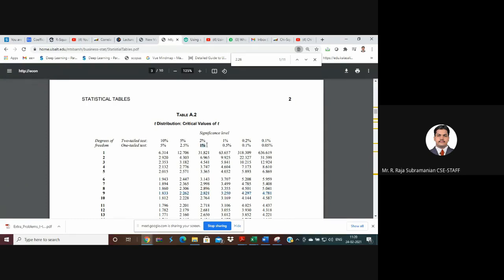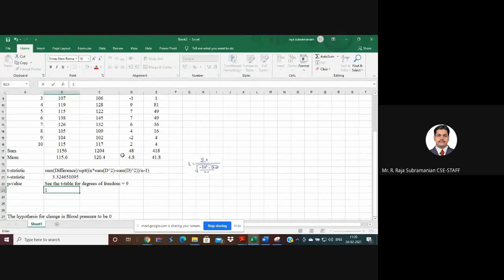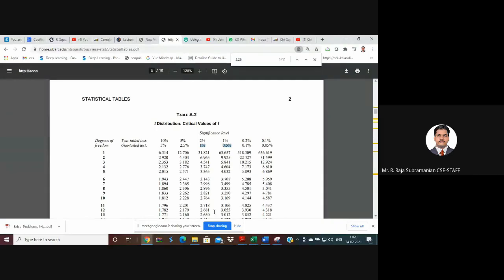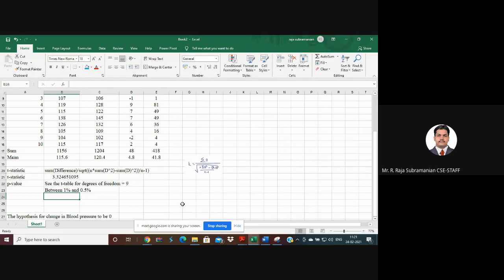What is in the top? We have 1% and 0.5%, right? So my p-value is going to be between 1% and 0.5 percent. Right? So how can I write 1 percent? 0.01 and 0.005. Am I right or wrong? My p-value will be between 0.01 and 0.005.